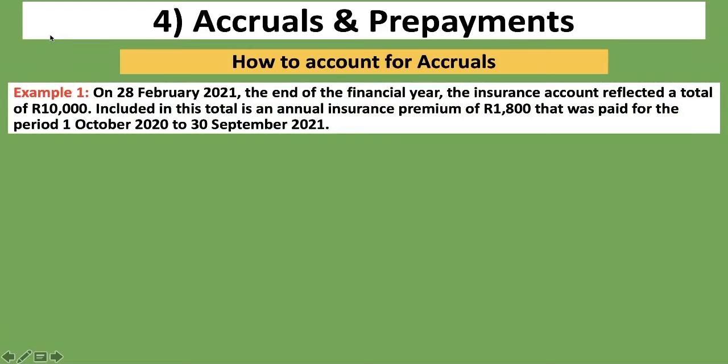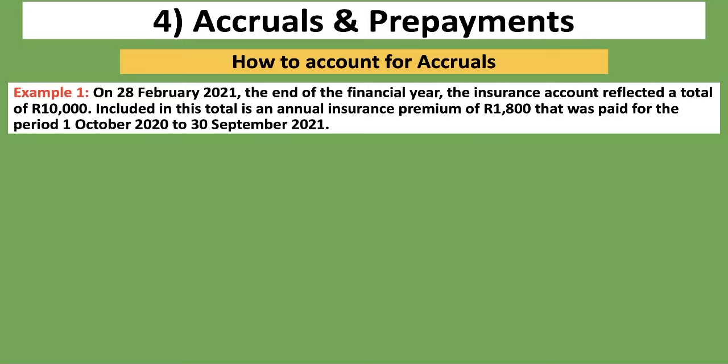Included in this total is an annual insurance premium of 1,800 rand that was paid for the period 1 October 2020 to 30 September 2021. So what do we do here if we are asked to journalize this entry? Well, as we've seen with the other parts of accounting for beginners, you have to identify what accounts they are for you to be able to know what you need to debit and what you need to credit. So what do we see here?